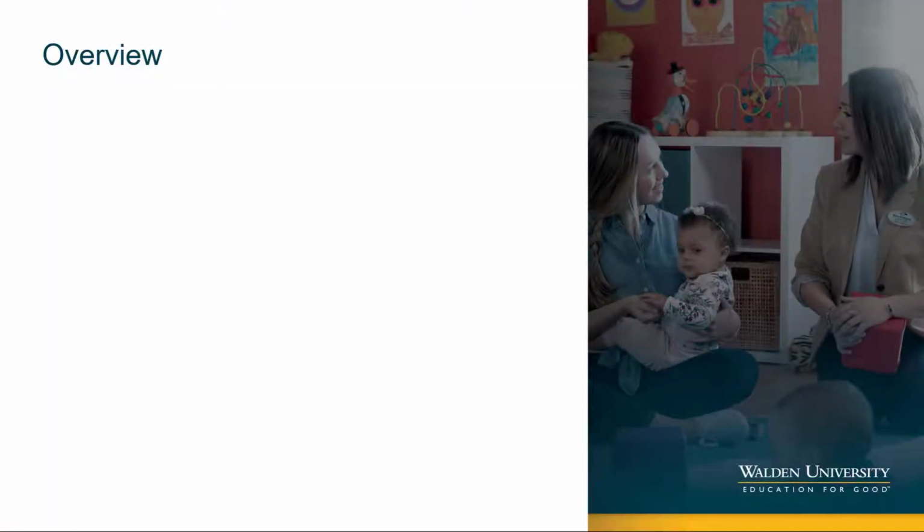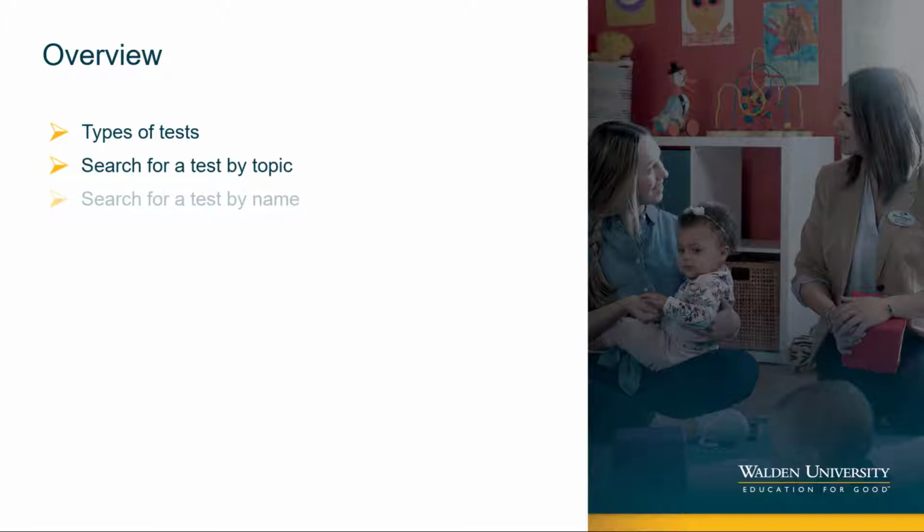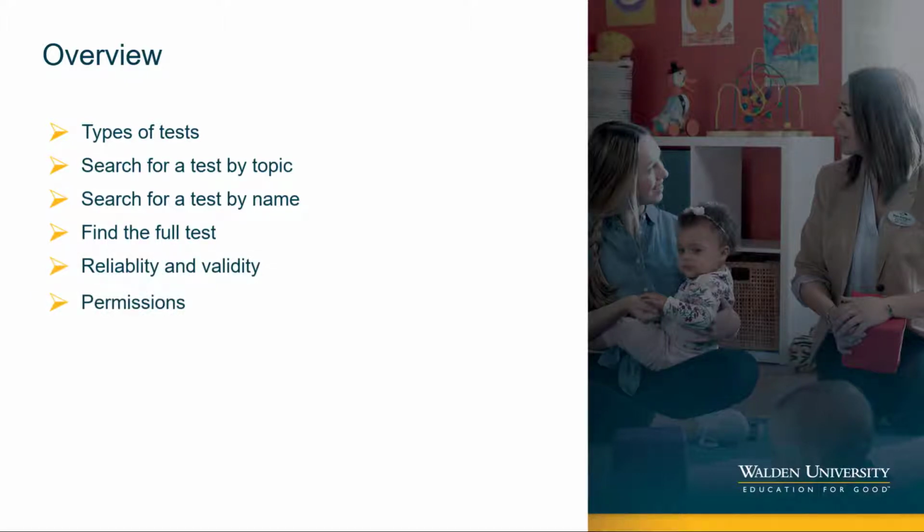Let's get started with an overview of what we'll be covering in this session. We'll begin by discussing the types of tests that you'll encounter in your research. Then we'll talk about the ways you'll be looking for tests, searching by topic and searching by test name. Then we'll cover how to gather all the information you'll need about any tests you identify, including finding the full test, reliability and validity information, and how to obtain permission to use and reproduce part or all of the test. Lastly, we'll wrap up with where to get help if you get stuck anywhere in this process.